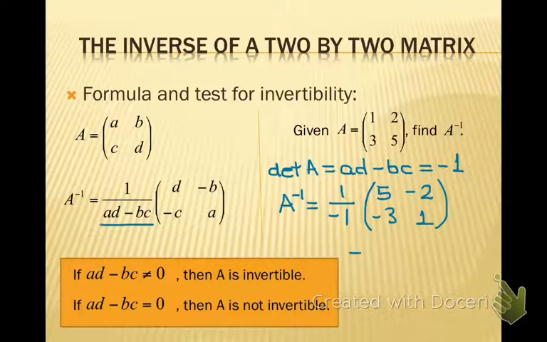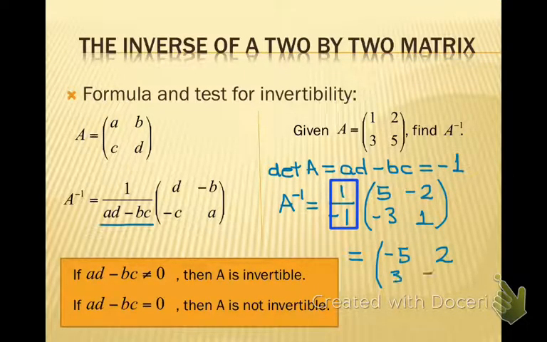And now we simply want to take the product of the scalar that we have here with the matrix to find the inverse. So the matrix inverse is, of course, 1 over -1, which is simply -1, times the matrix. So we have -5, 2, 3, -1. So the matrix that we have here, this A inverse, is the inverse of the matrix A, which is 1, 2, 3, 5.